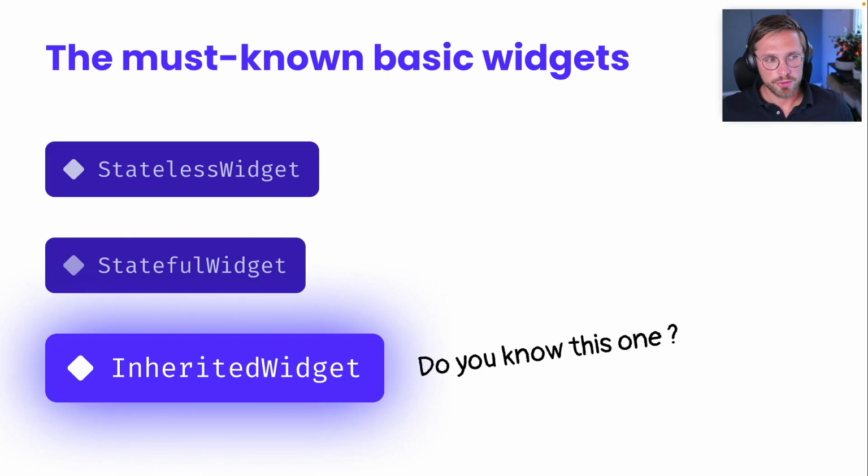For this, we will use one of the most basic widgets from Flutter, which is the inherited widget. I'm sure you know stateless widgets and stateful widgets, but maybe you never created your own inherited widget yet. And that's the widget we will use to create the theme of our app. So the shared resources, colors, and so on in our app. I will show you why.